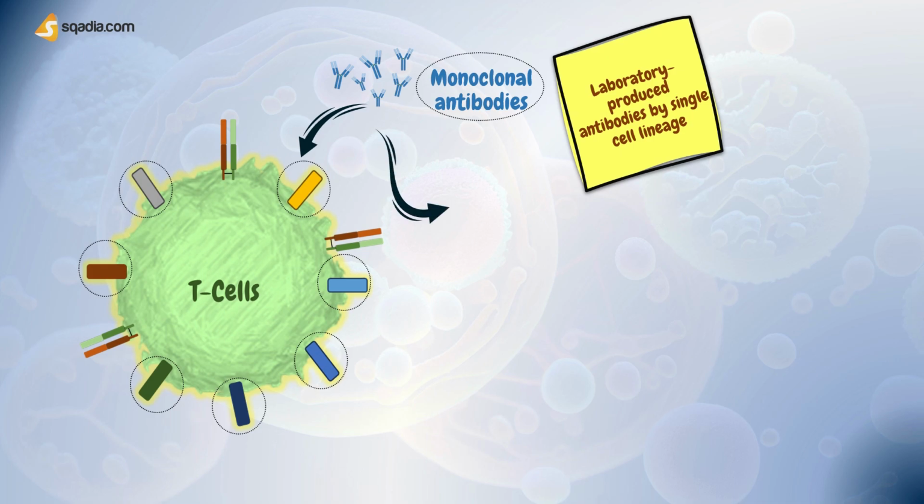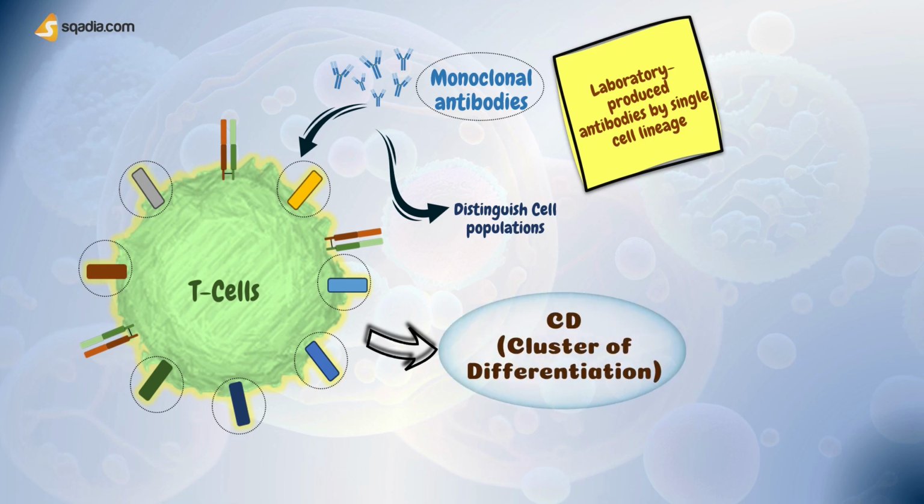So a particular type of monoclonal antibodies was designed to recognize specific cell surface molecules. And thus, they were used to study and distinguish different cell populations within the immune system, allowing for a standardized way to classify and describe them. This method is one of the most important advances in immunological diagnostics. And thus the molecules that were identified by this technique are given a specific designation internationally. And that is CD, or cluster of differentiation.